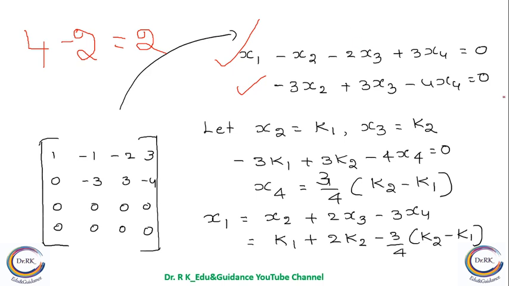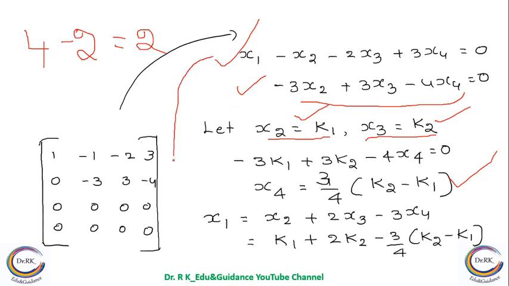So you can take arbitrarily any one, but not x1 here, from the second equation. You can take any 2 of these 3 variables as some constant. So here I took x2 equal to k1, x3 equal to k2. From x2 = k1 and x3 = k2, we'll get the x4 value. That means we have the x2 value, x3 value, x4 value. If we substitute all these values here, we'll get x1.